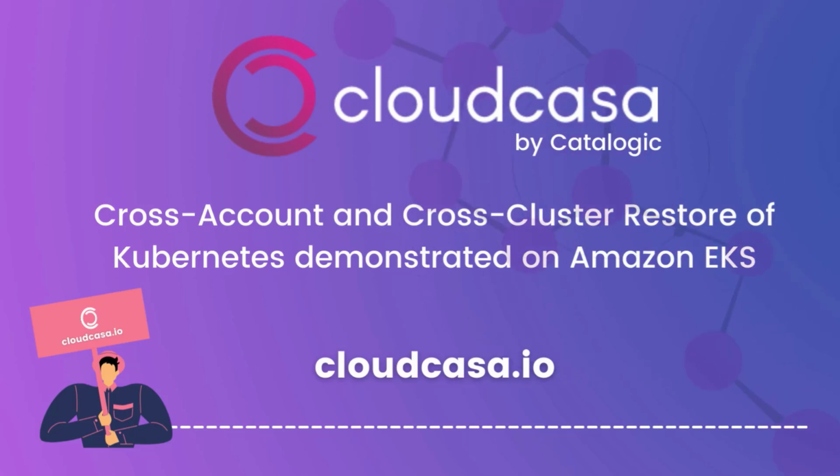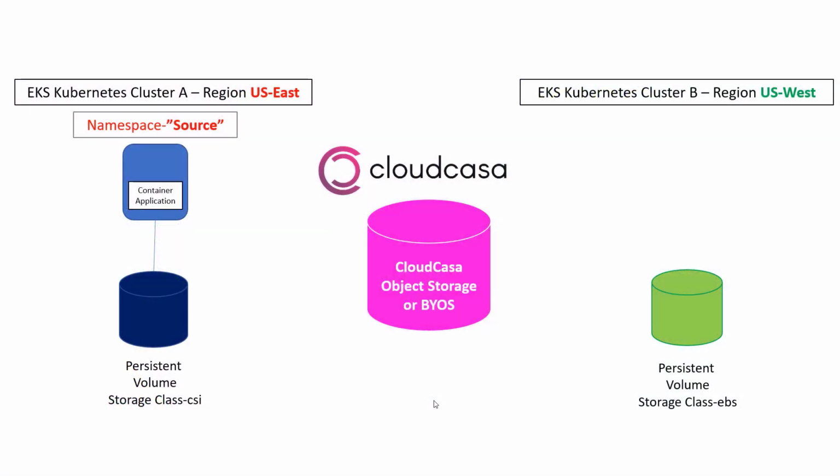And in this demonstration, we're going to be talking about cross-account and cross-cluster restores of your Kubernetes applications using Cloud Casa. So as an example, let's say I have two Amazon EKS clusters. Cluster A, which I'm running on the East Coast, and Cluster B on the West Coast, and I manage them with separate accounts in AWS.